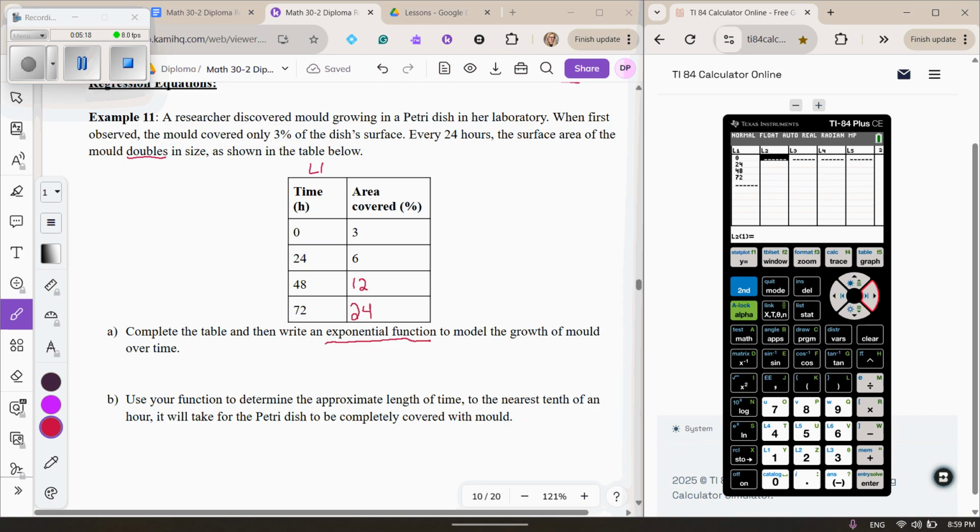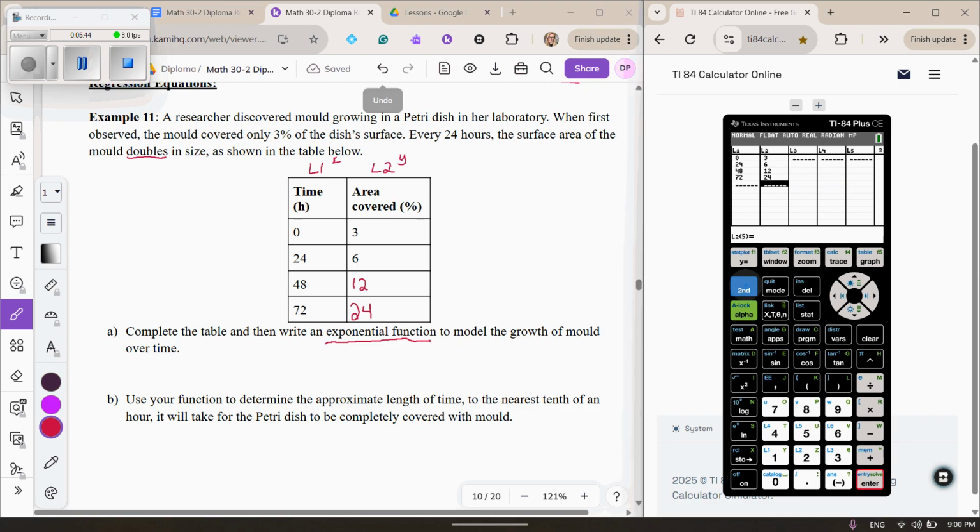Okay, 3, 6, 12, 24. So that's L2 for the area covered. So remember, X is going to come first and Y is going to come second when it creates the equation as well. So just to review, you can also see what this looks like when it's plotted in case you were not told it's an exponential function.